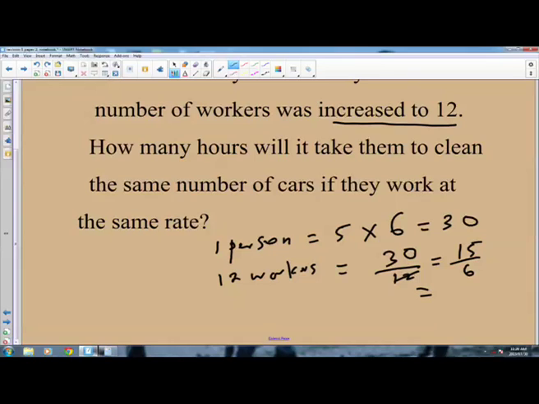We can still cancel by 3. 3 into 6 is 2. 3 into 15 is 5. So this is 5 over 2, giving us, it's not 1 but rather 2, because you are dividing 5 by 2. 2 into 5 is 2, remainder 1 over 2 hours. So this is simply saying 12 workers will take 2.5 hours. This is how we work this question out. Let us go for a short break. When we come back, we'll continue with our revision.